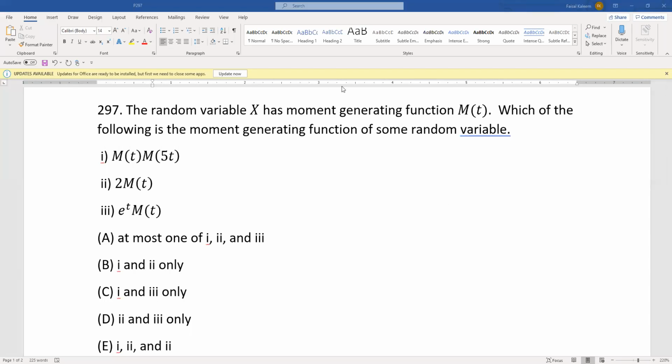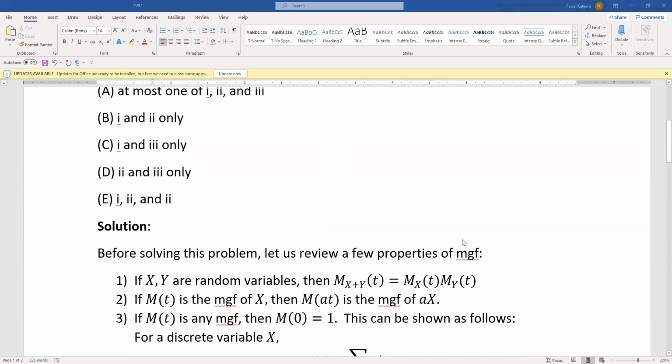The random variable x has MGF m. Which of the following is the MGF of some random variable? Okay, you're given this 1, 2, and 3. All right. Now, let's review a few properties of MGF that will help us solve this problem.